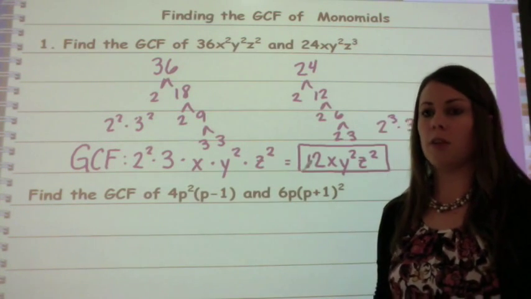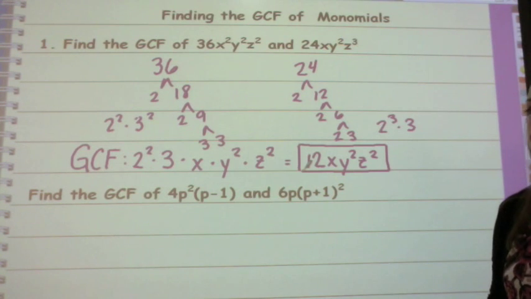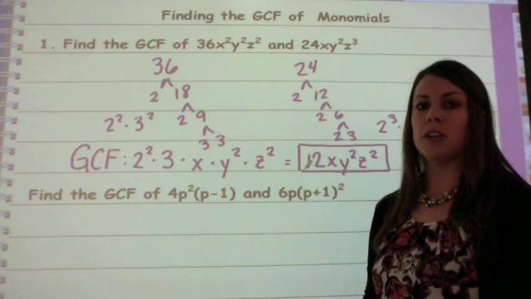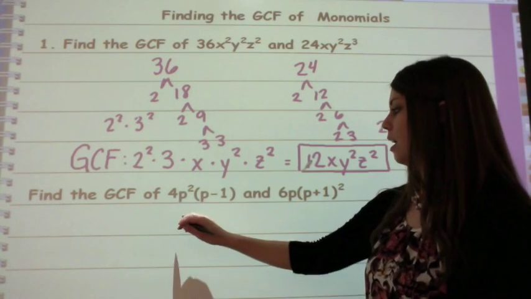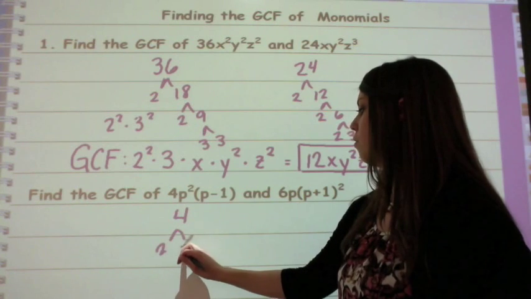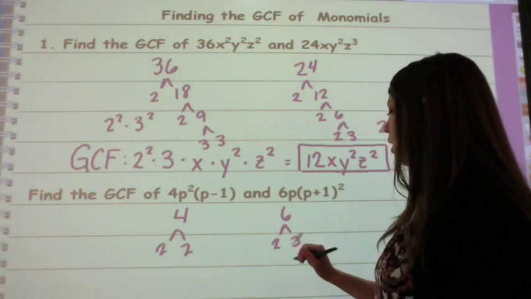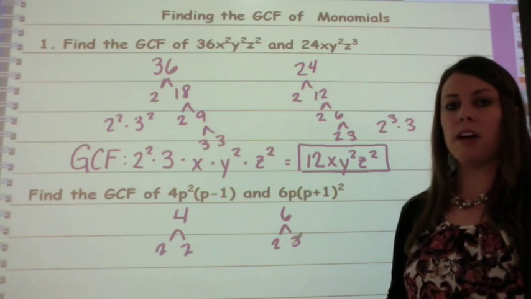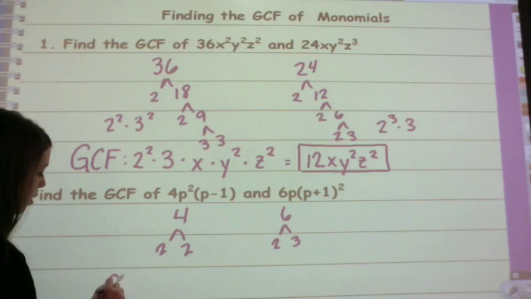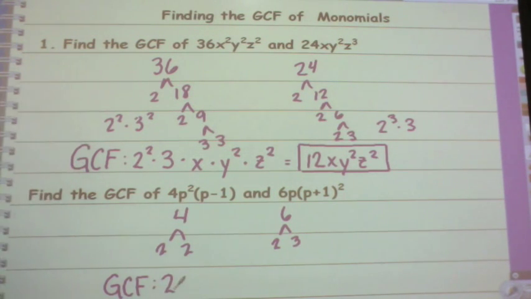So let's look at another problem. We have 4p squared times the quantity p minus 1, and 6p times the quantity p plus 1 squared. So let's go ahead and take our greatest common factor of 4 and 6. So 4 is 2 times 2, and 6 is 2 times 3. Well, what do they both have in common? They both have a 2. So I'm going to write down that my greatest common factor is going to start with 2.